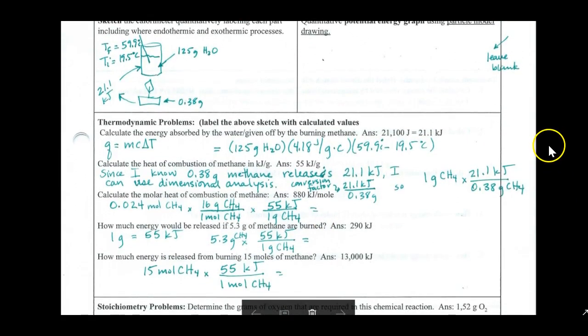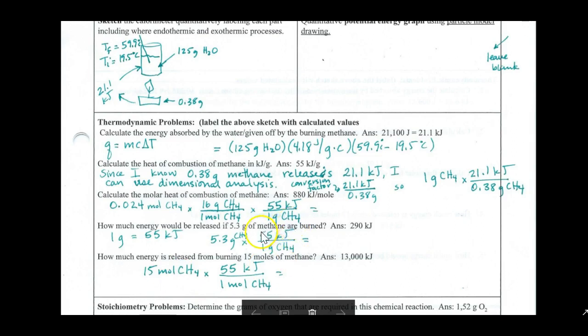So once we've figured out what our molar heat of combustion is and our heat of combustion, we can apply that to a new scenario. So let's say in my new scenario, how much energy would be released if I have 5.3 grams of methane? Well, I know that 1 gram of methane releases 55 kilojoules. So using dimensional analysis, I can make that into a conversion factor and get these answers. That holds true for moles as well. Instead of having just 1 mole of methane that I burned, I had 15 moles of methane.